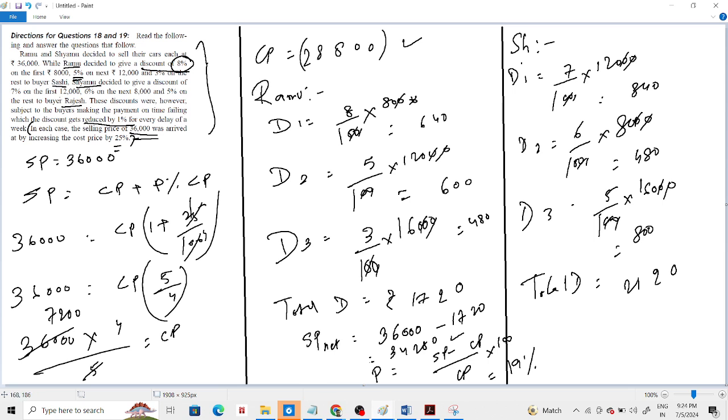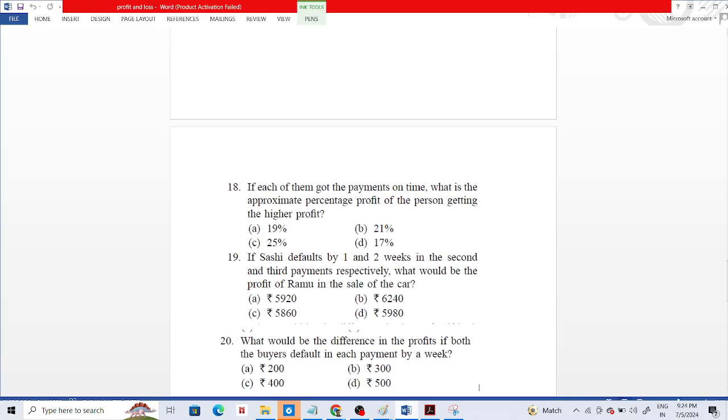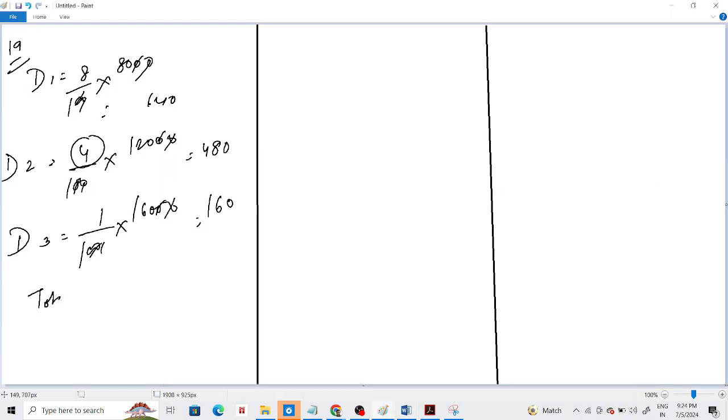And the third one, where is this? 3%. Okay, the third one will become 1% then, because it has been delayed by 2 weeks. Yes, sir. Okay, only 160 rupees. So what is the question? What would be the profit of Ramu? Okay, fine. So what is the total discounts? If you add it, 1280, right? So what is the profit?